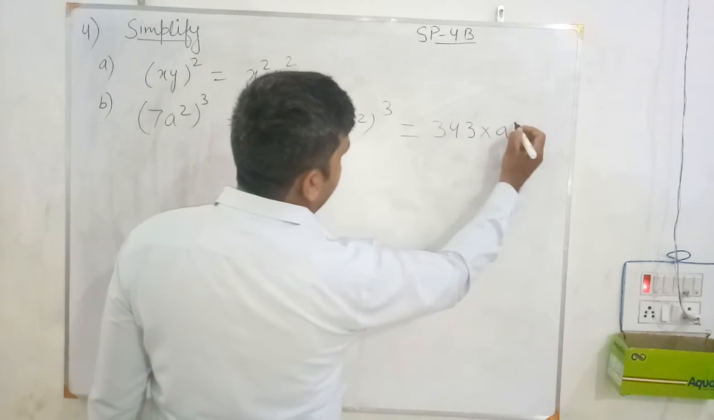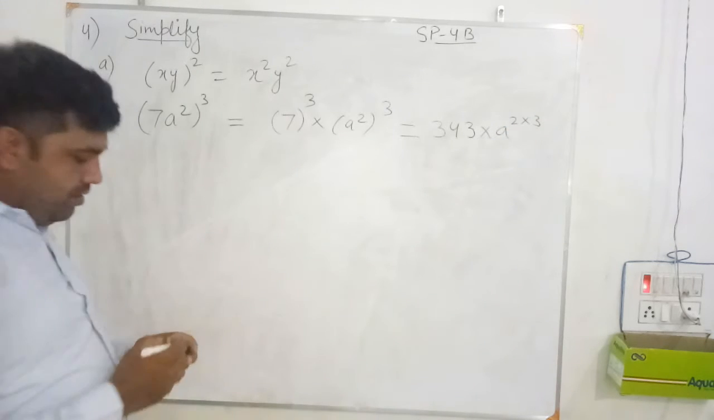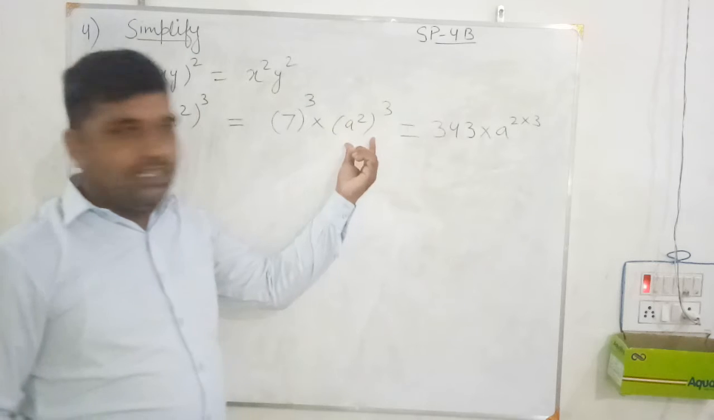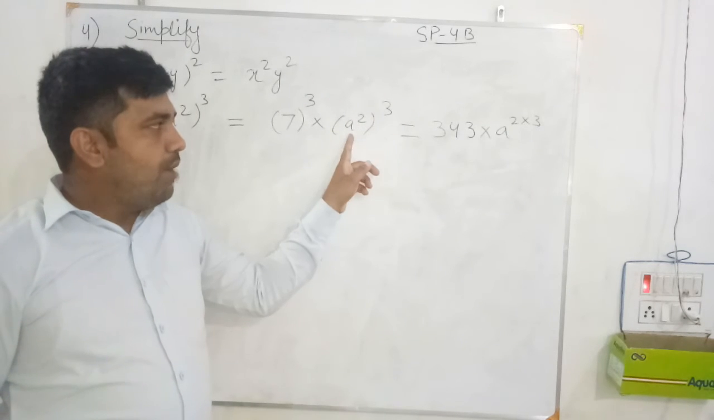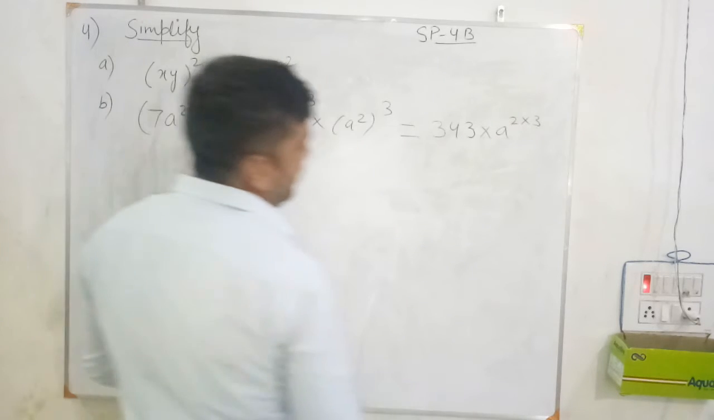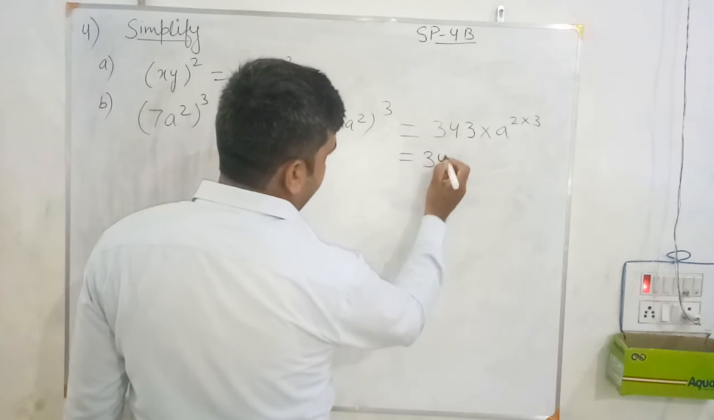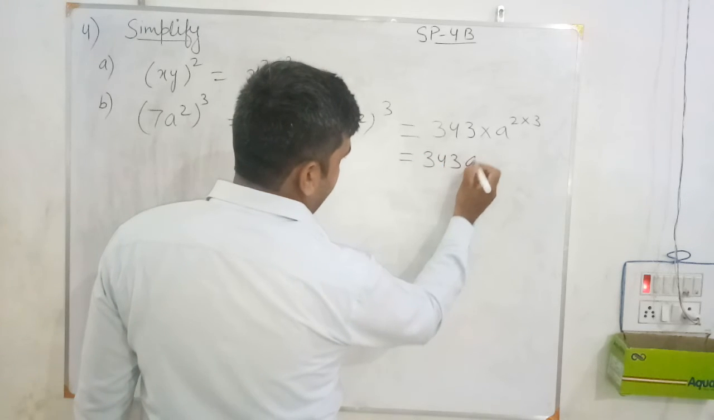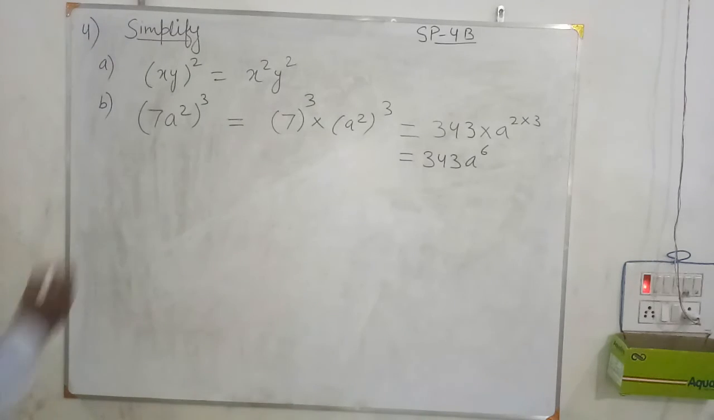Here we apply the power law: the base is common and the powers are multiplied, that is 2 into 3. So a square to the power 3, the base stays common and the power is multiplied, 2 times 3 is 6. So what value do we get? The answer will be 343 a to the power 6.